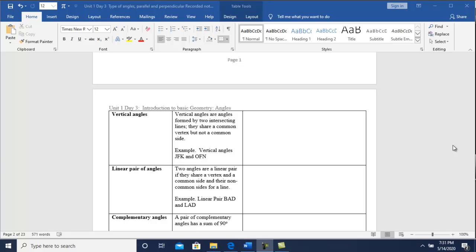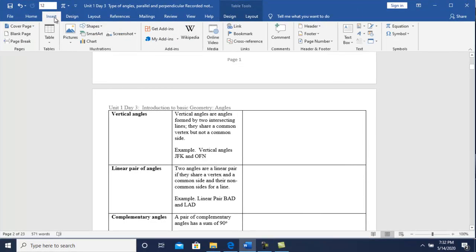The next one we're going to do is called vertical angles. The definition says vertical angles are angles formed by two intersecting lines. They share a common vertex but not a common side. So, for example, we're going to draw two angles, JFK and OFN.